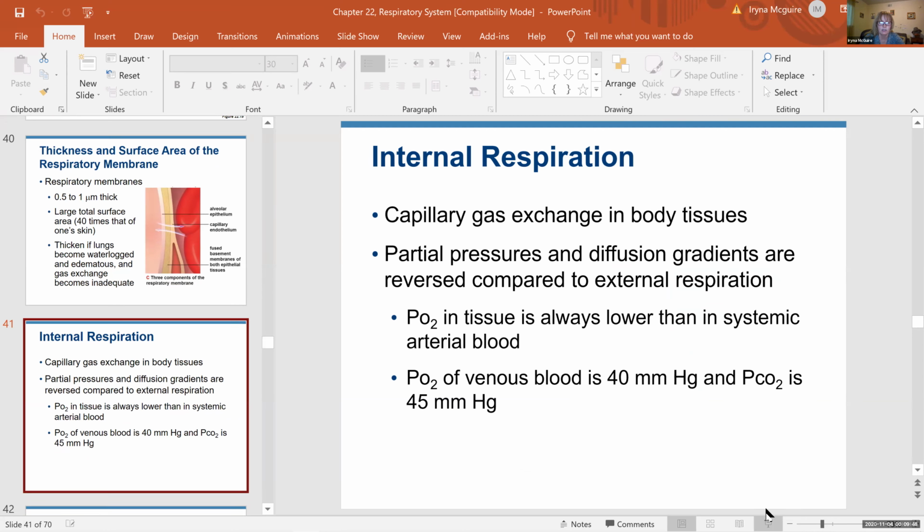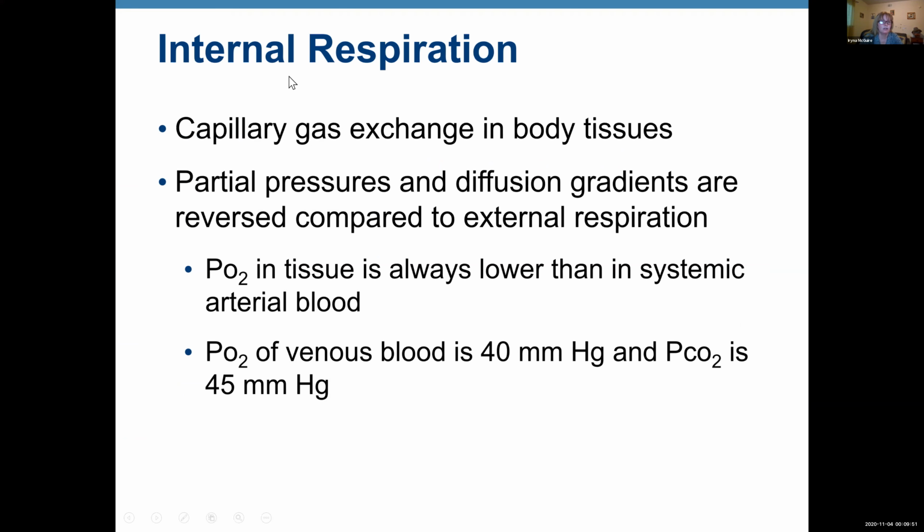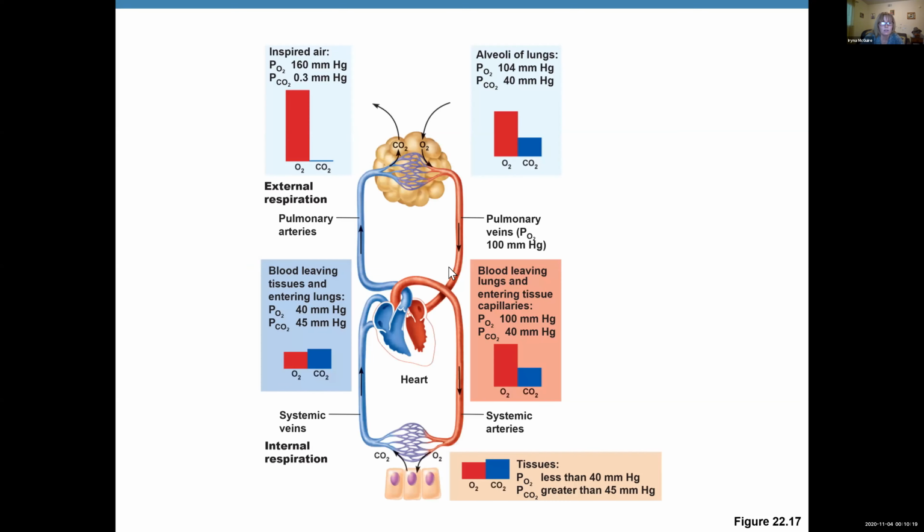Now internal respiration. Internal respiration is capillary gas exchange in body tissues. In internal respiration, oxygen needs to move from the blood to the tissues, and carbon dioxide needs to move from the tissues to the blood. And again, what is the force that makes this movement happen? This would be the partial pressure of oxygen and carbon dioxide, right? So let's look over here. We already said this over here, this is our external respiration. And here on the bottom, this is internal respiration.